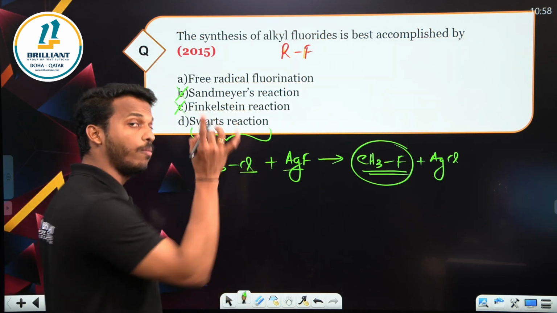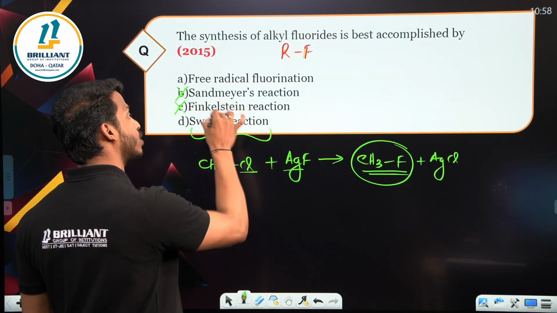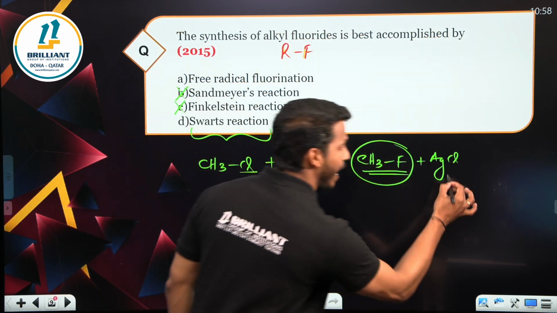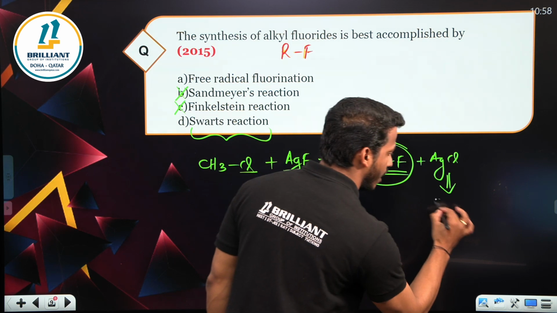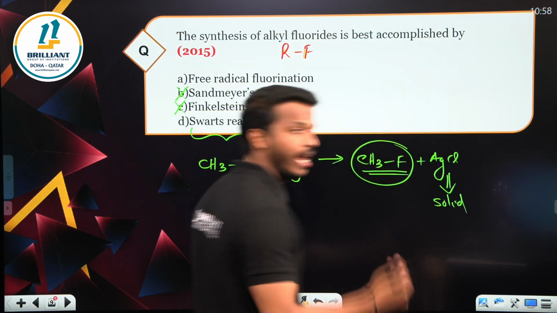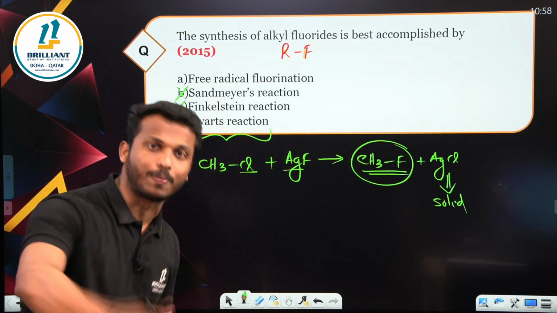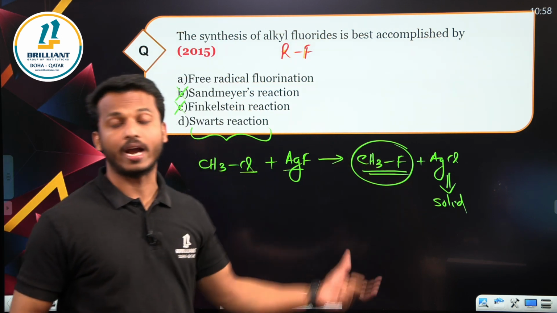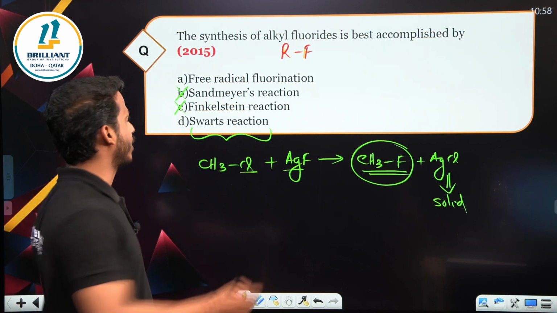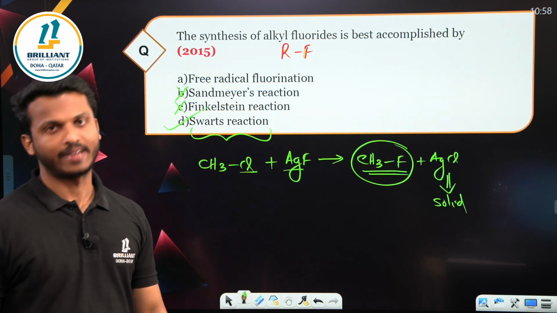And let me tell you one more advantage of this Schwarz reaction. The produced AgCl is a white colored solid compound. It will deposit as a precipitate, so it's easy to separate. You will get pure alkyl fluoride through which reaction? Schwarz reaction. Option D is the correct answer.